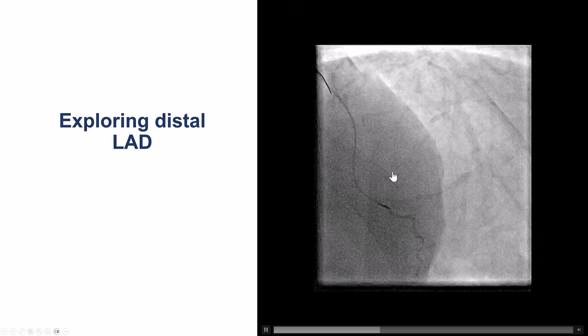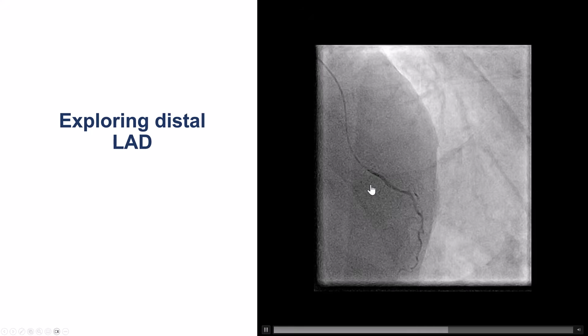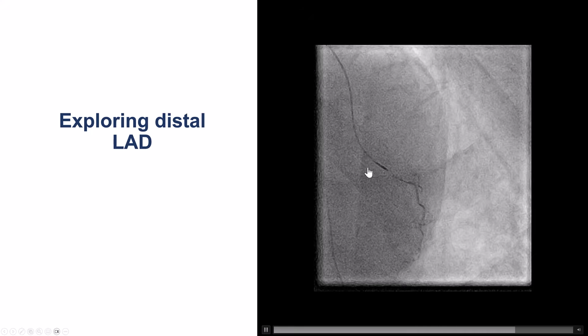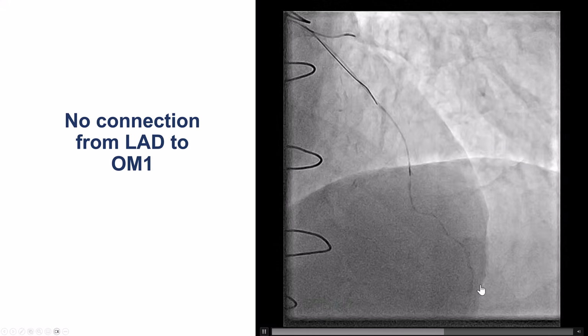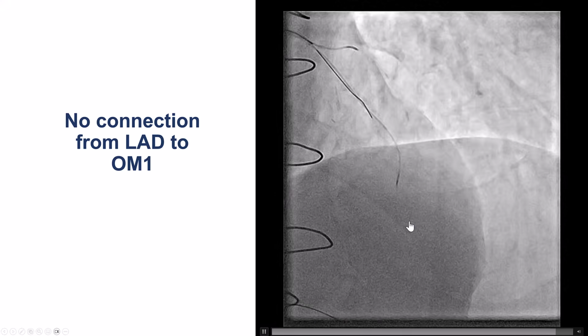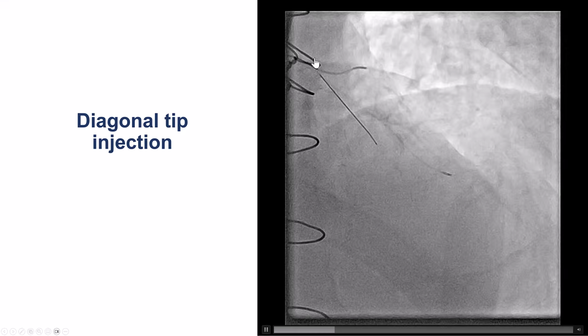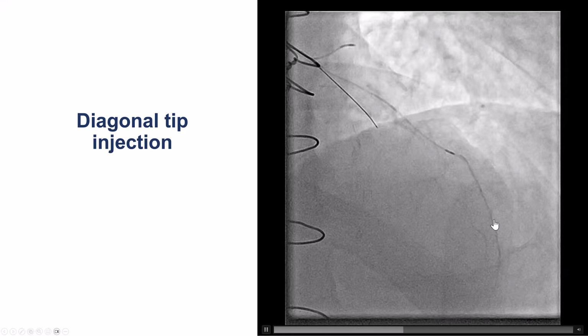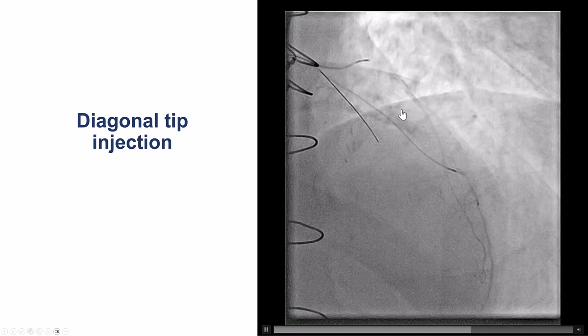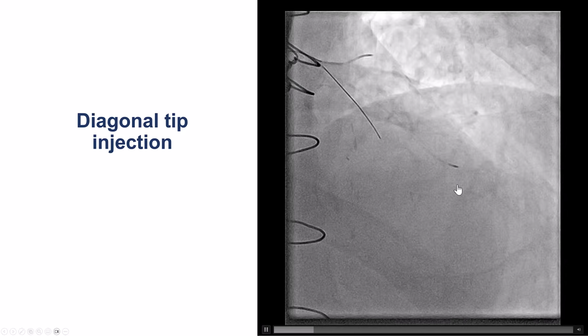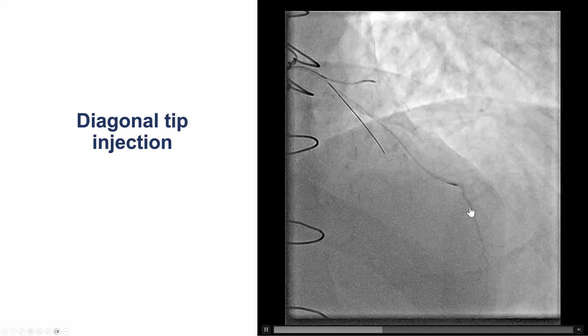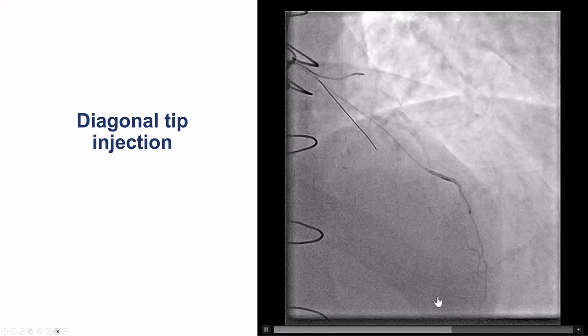After multiple attempts, we decided to go retrograde through ipsilateral collaterals. This is a view of the LAD, because initially we thought that the lesion was filling through the LAD, but there is no connection. However, when we went into the diagonal branch, we do see the obtuse marginal filling, and this makes more sense since the diagonal is geographically much closer to the obtuse marginal compared with the LAD.